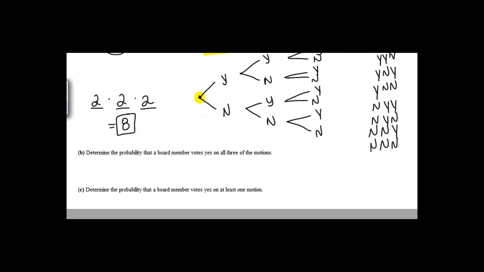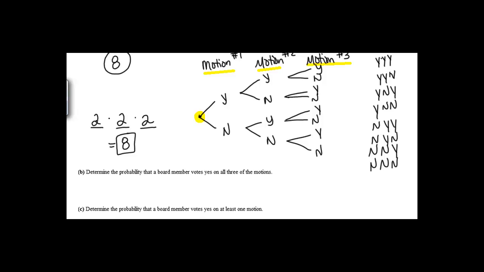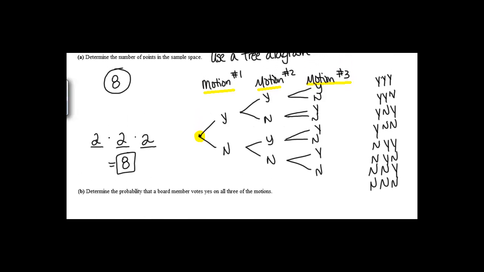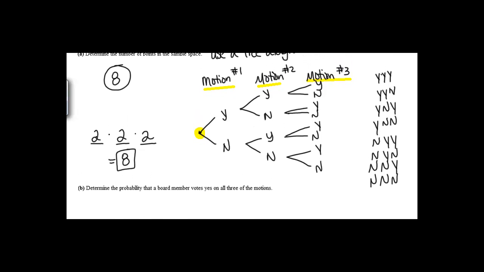And then a couple of follow-ups to that same question. Let's determine the probability that a board member votes yes on all 3 motions. So out of our sample space, we have 1 outcome where a board member has voted yes on all 3 out of the total number in the sample space, which was 8. So 1 out of 8 would be the probability that a board member votes yes on all 3 motions.